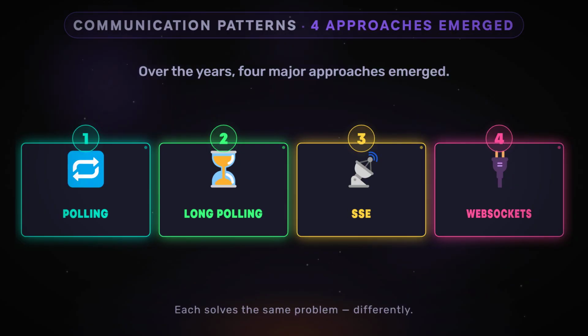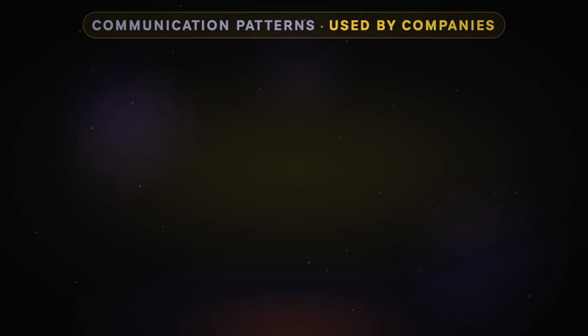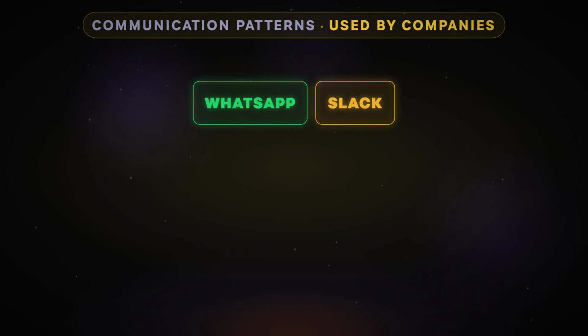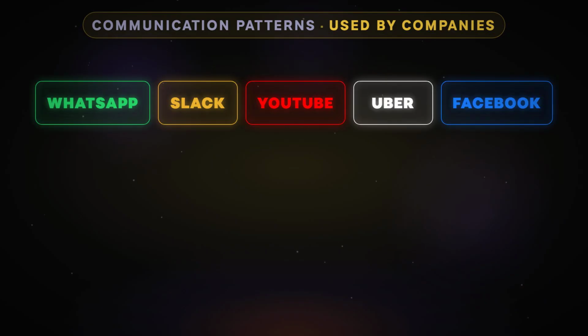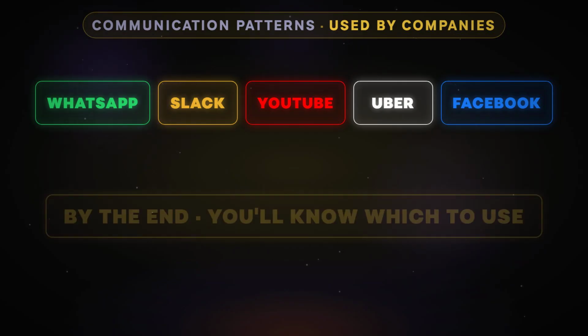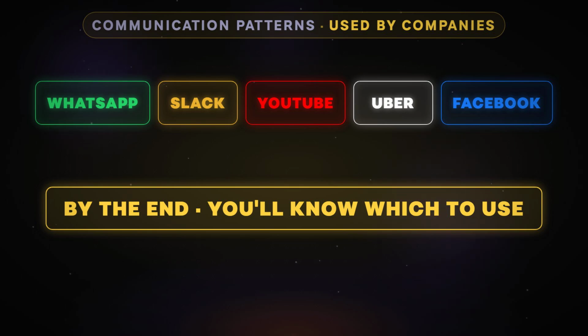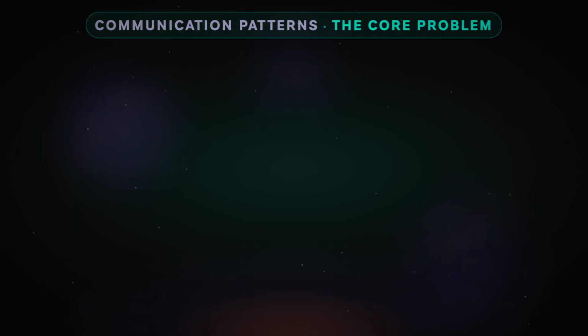We will see why each one exists, what problem it solves, its limitations, and how companies like WhatsApp, Slack, YouTube, Uber, and Facebook use them. By the end of this lesson, you will know exactly when to use each approach in the system design interview.